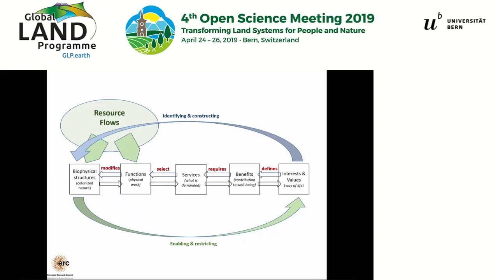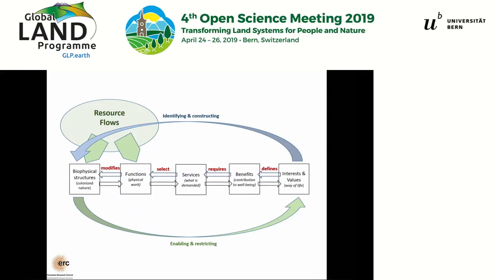For example, going fast with your car to your office, maybe the others say, oh, I would not like to have a road. I would like to have public transport, for example. That depends on the interests and values. So the benefits maybe are totally different, and also the service required for this. For this benefit, maybe public transport services are much more important.